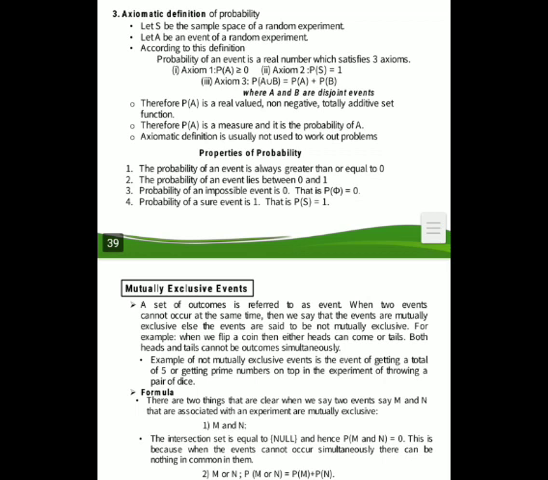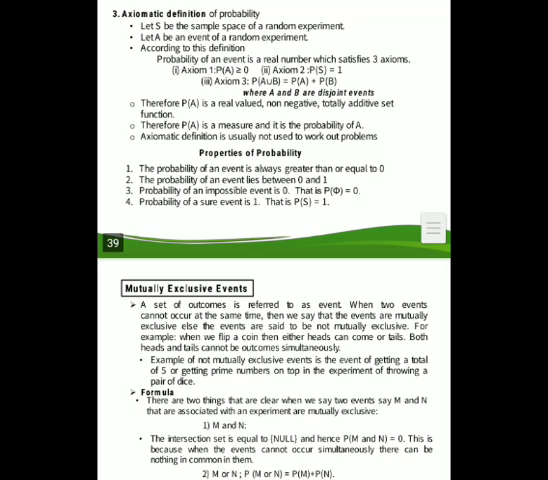So last is the axiomatic definition of probability. Let S be the sample space of a random experiment. Let A be an event of the random experiment. According to this definition, the probability of an event is a real number which satisfies three axioms. Number 1, axiom 1: P(A) is greater than or equal to 0.